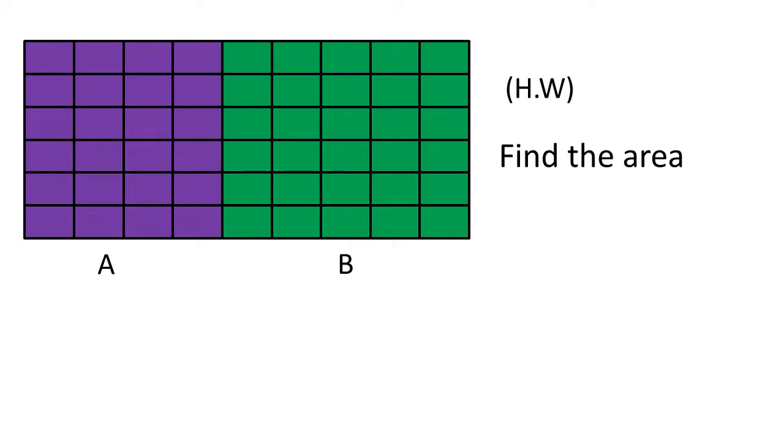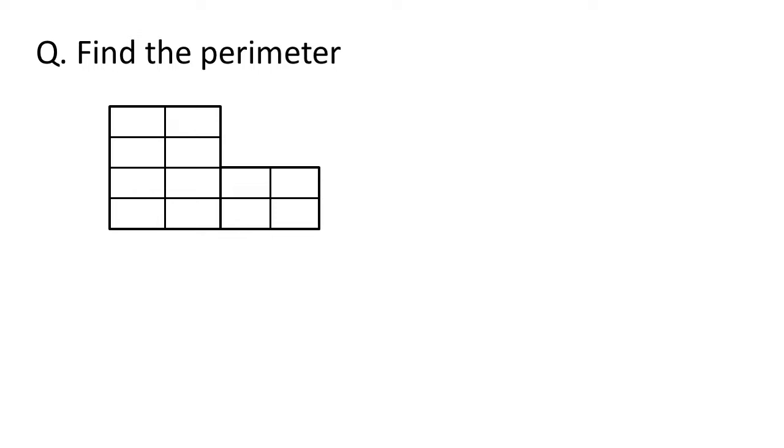Okay. Here comes another homework question for you. Find the perimeter. This time you have to find out the perimeter of this figure. To find out the perimeter, you have to remember one common basic thing: to find the perimeter of any shape, any figure, you just have to add or sum up all the measurements of the sides of the given figure.